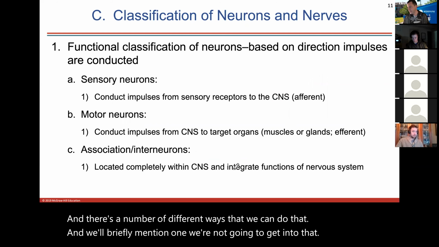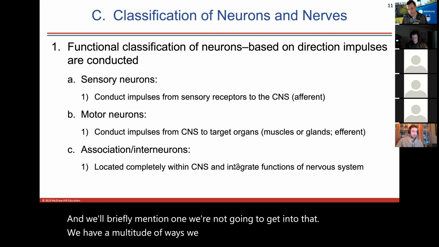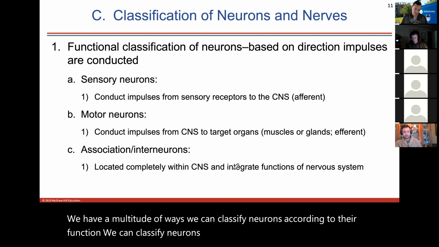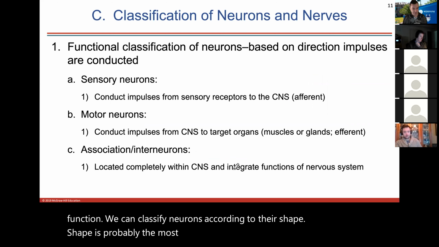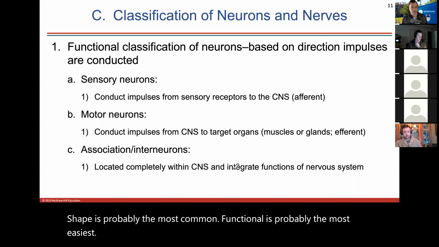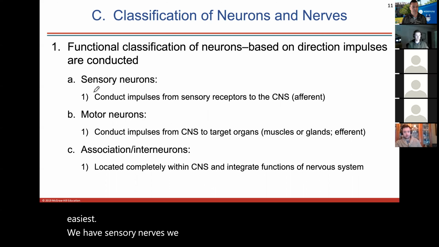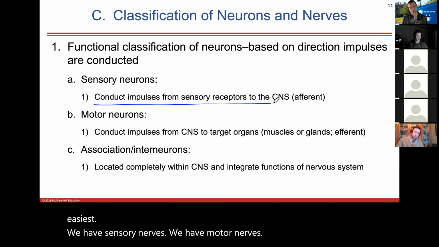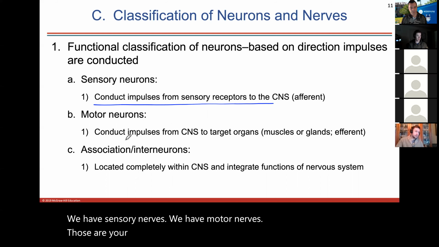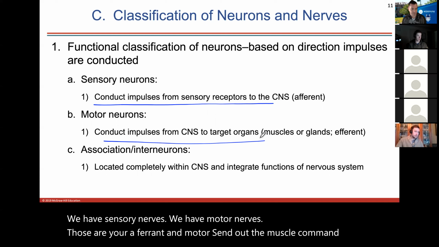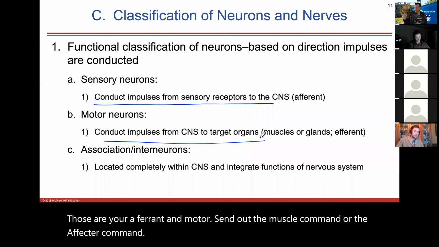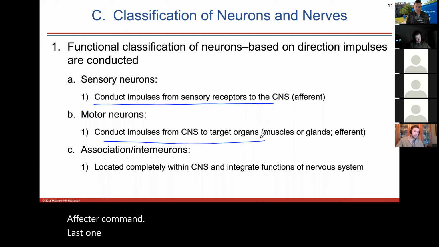We have a multitude of ways we can classify neurons according to their function. We can classify neurons according to their shape. Shape is probably the most common. Functional is probably the easiest. We have sensory nerves. We have motor nerves. Those are your afferent. And motor send out the muscle command, or the effector command. Okay. Last one is association neurons.